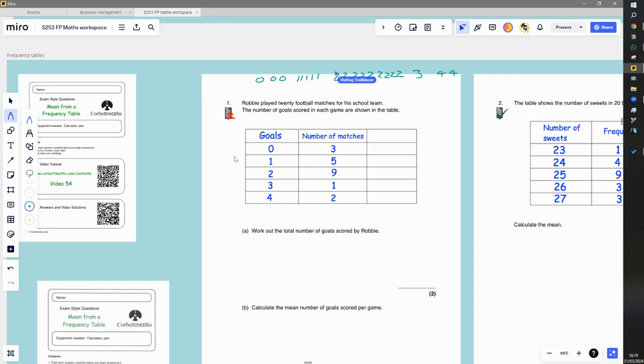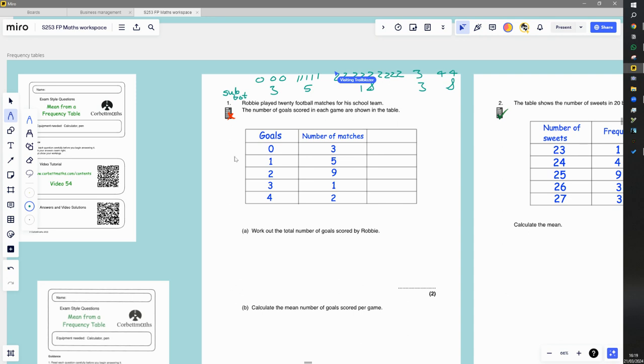So we could say 0 plus 0 plus 0. So let's do the subtotal here. 0 plus 0 plus 0 is 3. 1 plus 1, and so on, that's 5. Then we've got 2 plus 2. We're going to add 2 to each other 9 times. That's going to be 18. Then we've got just one 3, which is 3, and 4 plus 4, which is 8.